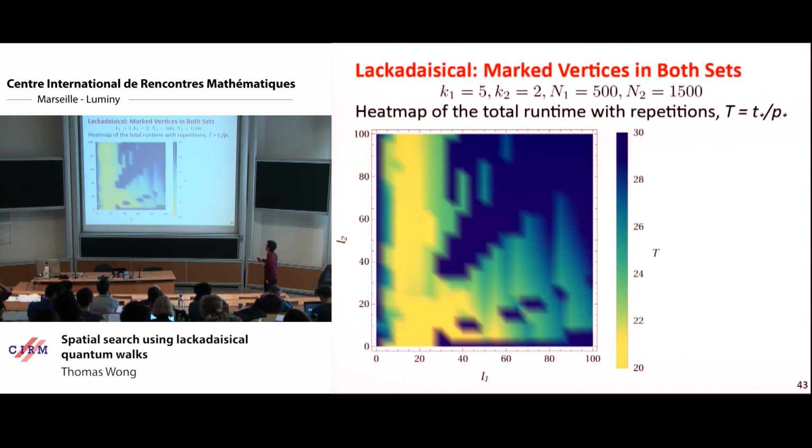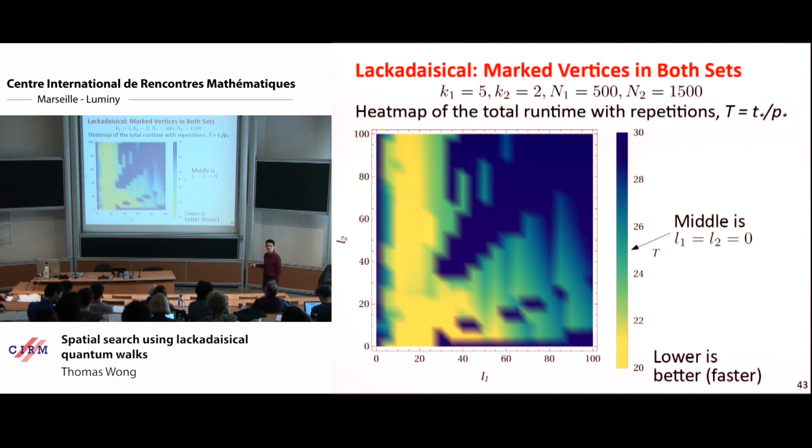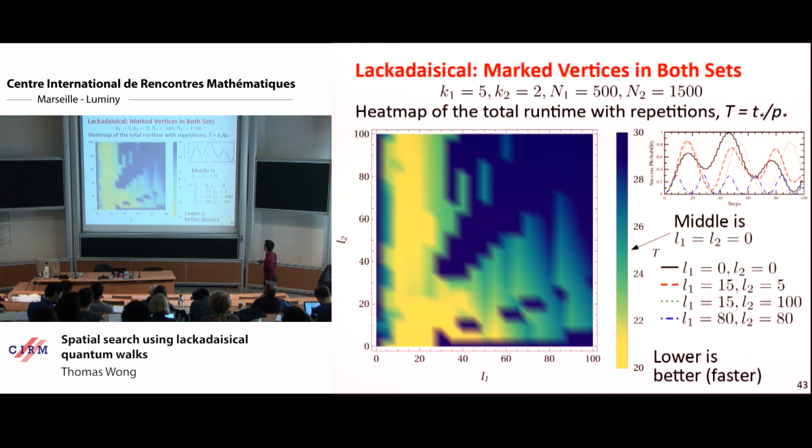So this is now the total success probability, which is the total runtime, which is the single runtime divided by the success probability. And what you see is that it's not so nice anymore, depending on how lazy each side is. The color here, I picked the middle to correspond to the normal coin quantum walk. So anything that's more yellow, which is less time, which is faster, is better. So we see that if the laziness values are within here, it's better, but if it's over here, it's worse, and so forth. And in particular, the values that we just saw here correspond to these points.